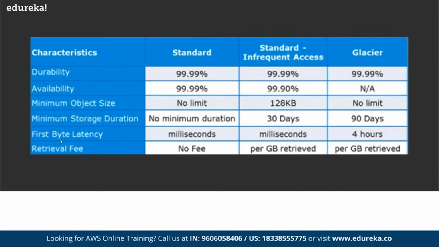And again, first byte latency, that means in case we are trying to retrieve the files, it can be fetched in milliseconds in Infrequent Access and Standard, but in Glacier, it is at least 4 hours. And there is no retrieval fee for Standard, but there is a retrieval fee per GB for Infrequent Access and for Glacier. All right. Now let's discuss buckets and objects, right?